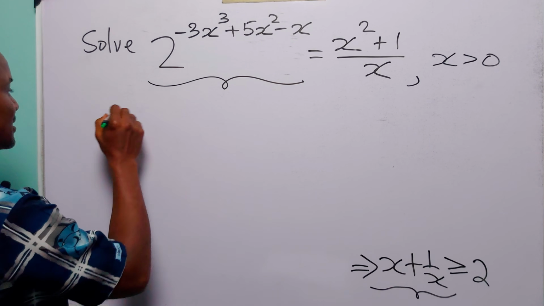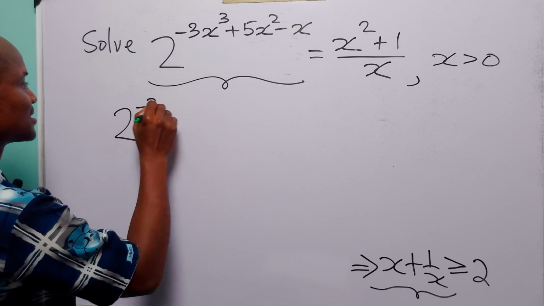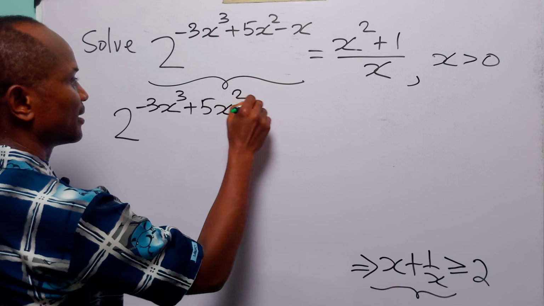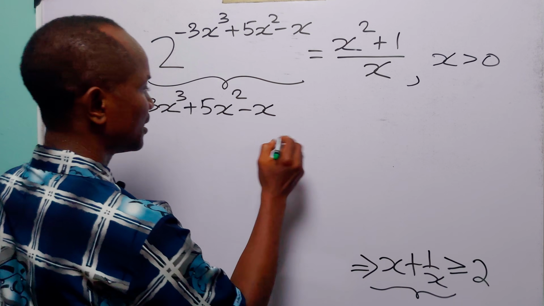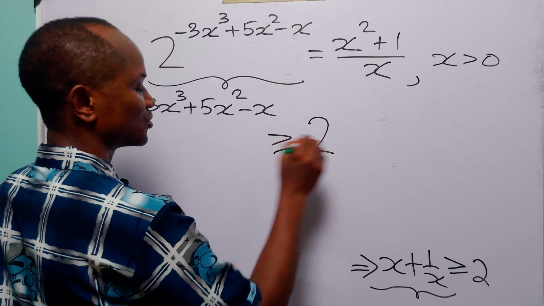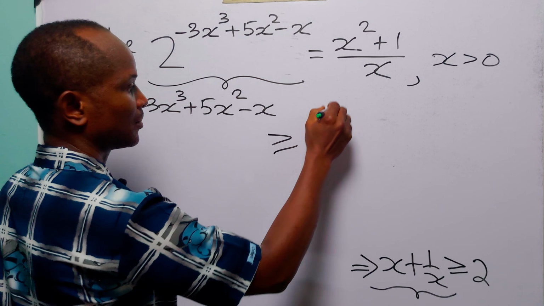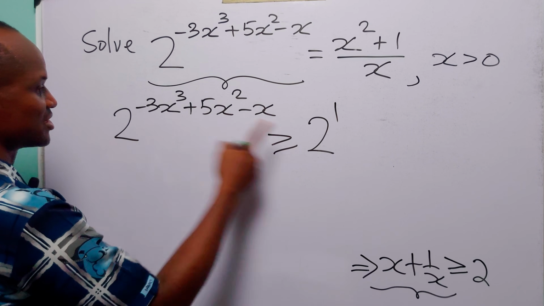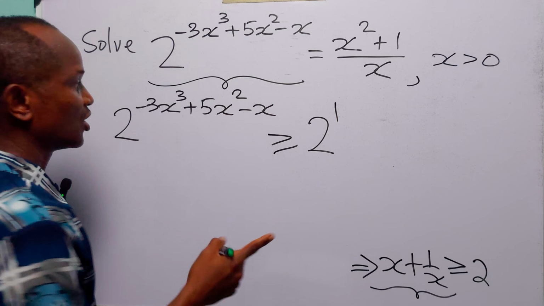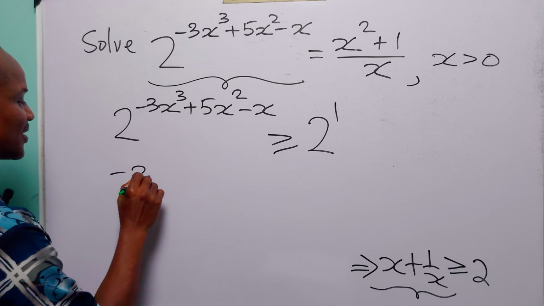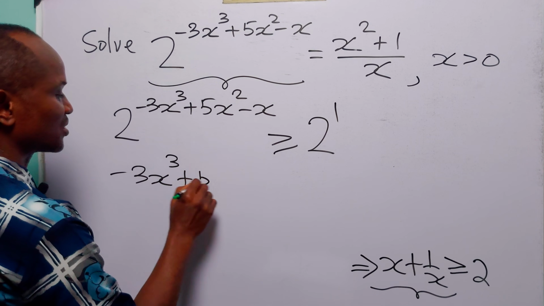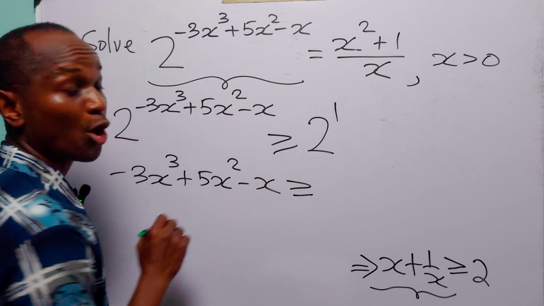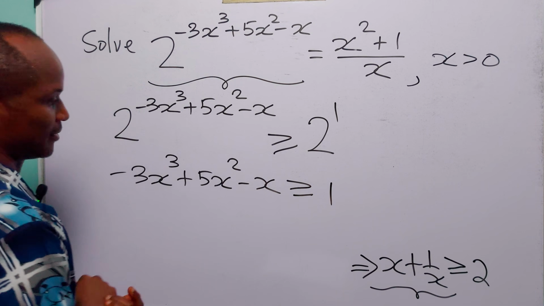So that simply means that 2 to the power minus 3x cubed plus 5x squared minus x must be greater than or equal to 2 to the power 1. And of course, since we now have the same base on both sides of this inequality, we have that minus 3x cubed plus 5x squared minus x must be greater than or equal to 1.